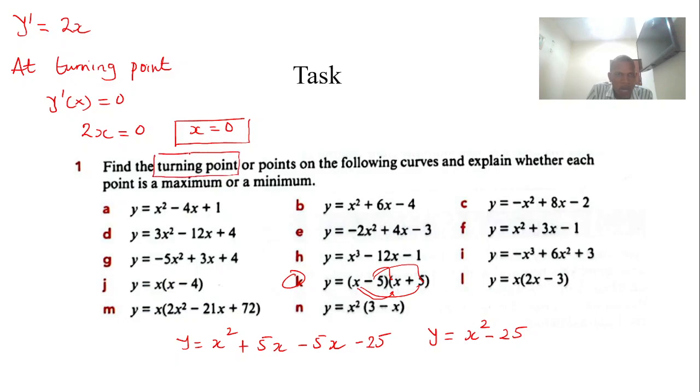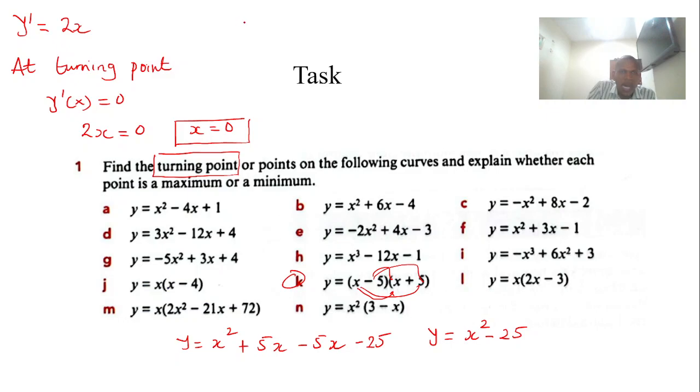Because I have only one value of x, this curve has only one turning point. In fact, the number of values of x you have is the number of turning points you're going to have. So I have only one turning point in this case. Obviously we are going to check now if that turning point is a maximum or a minimum.